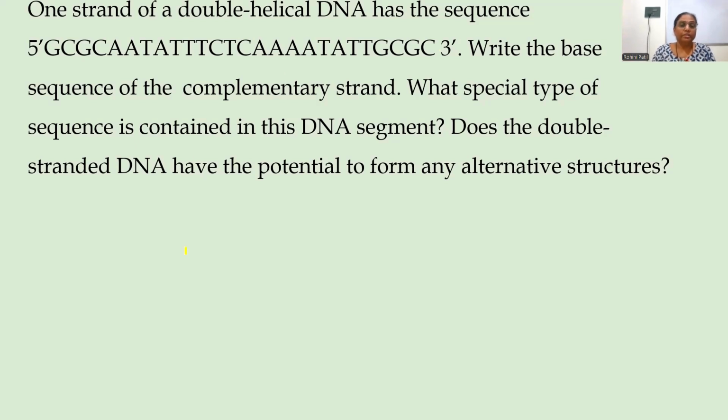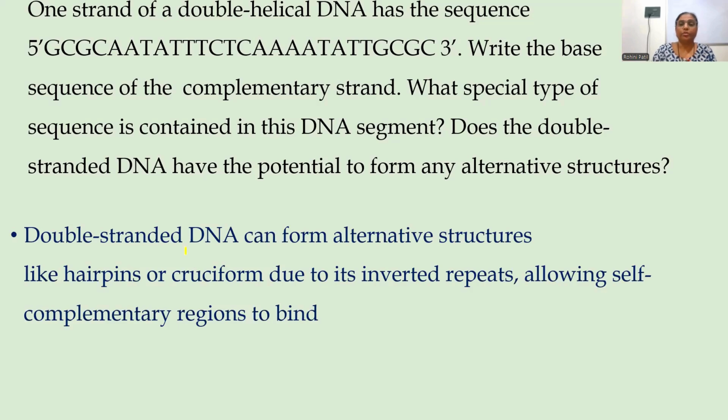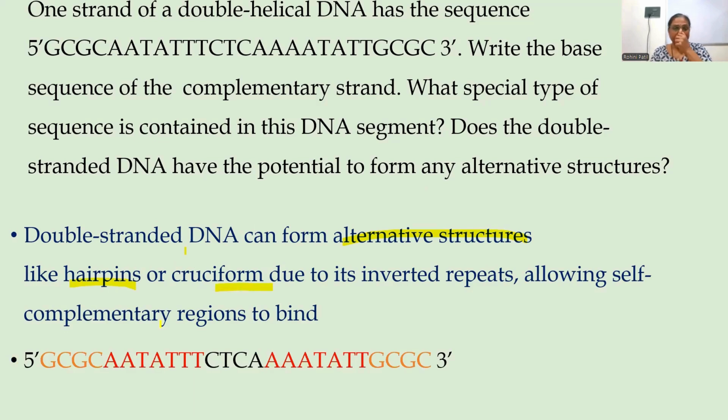When you look at the sequence, it is going to form an alternative structure. That alternative structure may be a hairpin or it may be a cruciform. When you look at the sequence, it is an inverted repeat. Here you can see GCGC at the 5 prime, and at the 3 prime it is CGCG. It is an inverted sequence.